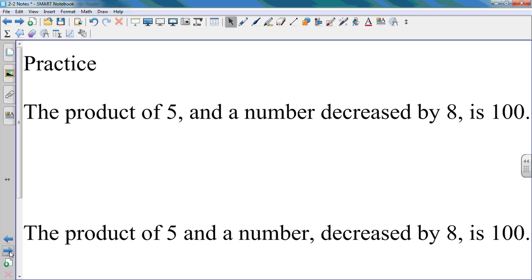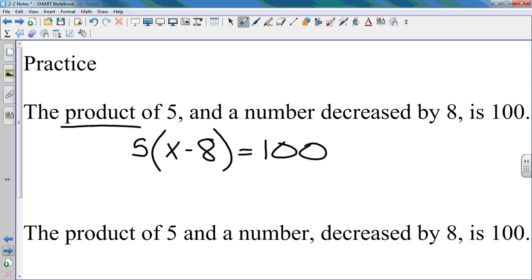Practice. The product of 5 and a number decreased by 8 is 100. Now, here I have some more commas. When you see commas, a lot of times you can think of parentheses. So I have the product. What does product mean? Multiply. So the product of 5, and that comma, a number decreased by 8. X minus 8 is 100. What is? Equals. So product means multiply.